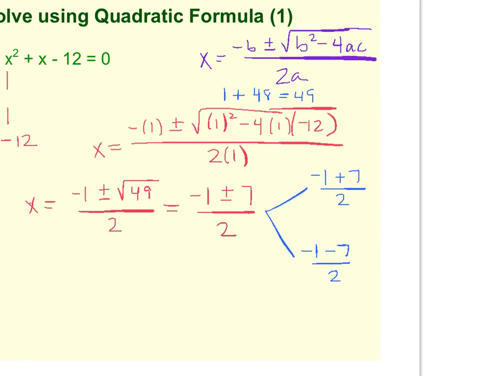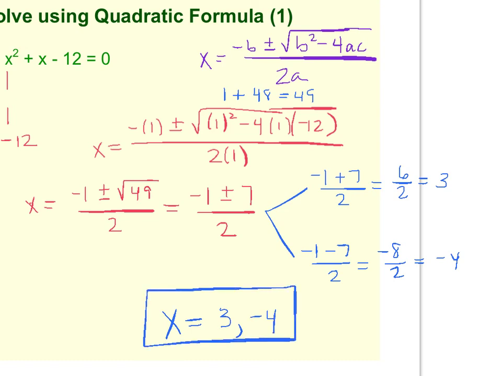Next we just do that math. Negative 1 plus 7 is 6, divided by 2 is 3. Negative 1 minus 7 is negative 8, divided by 2 is negative 4. So our x values are 3 and negative 4. Again, on a graph, those would be your two x-intercepts.